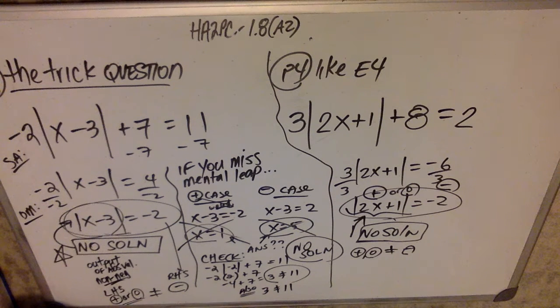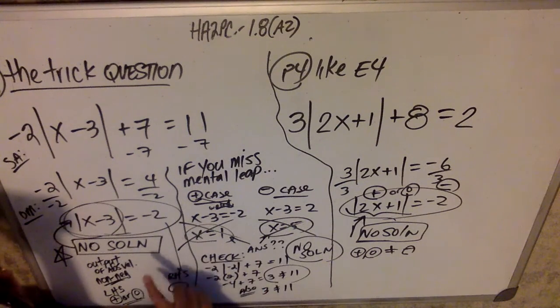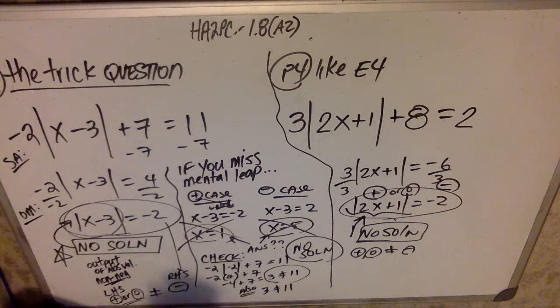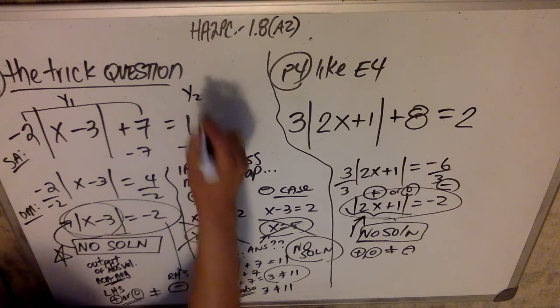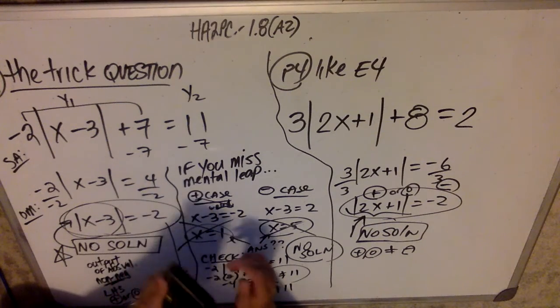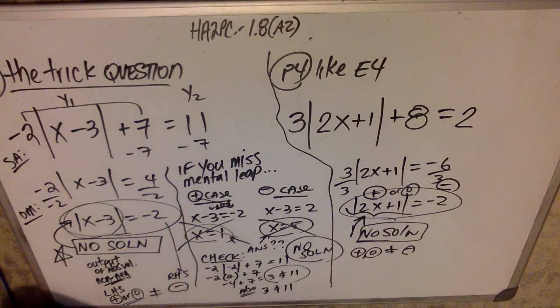Now, one way to do this, if you're like, hey, I just really, really hate this, or if you get something and you're like, I think it's no solution, but I'm not sure if I'm crazy, you could put the entire left-hand side in your calculator as y1, and you could put the right-hand side in as y2, right? And that would be absolutely fine. So I'm going to go ahead and walk you through doing that, and we're going to see what happens. One word of caution I'll give you is that your y2 here is an 11, which is higher than the typical window you're going to see.